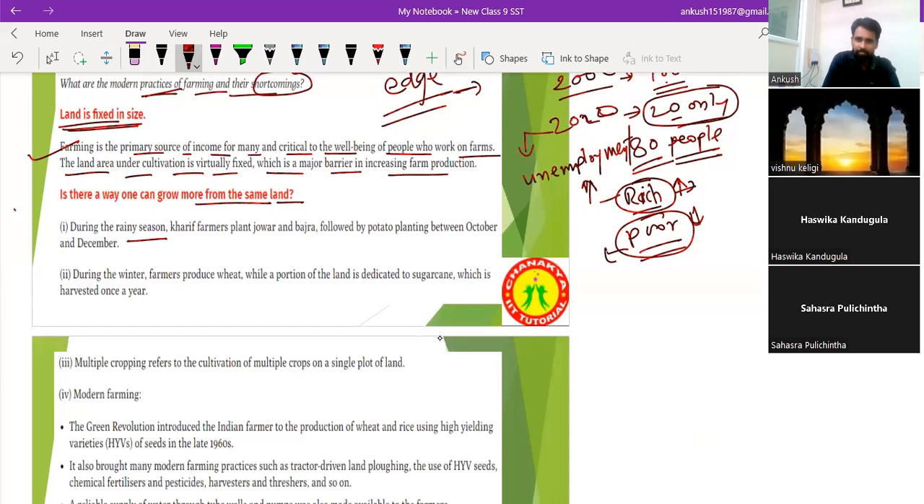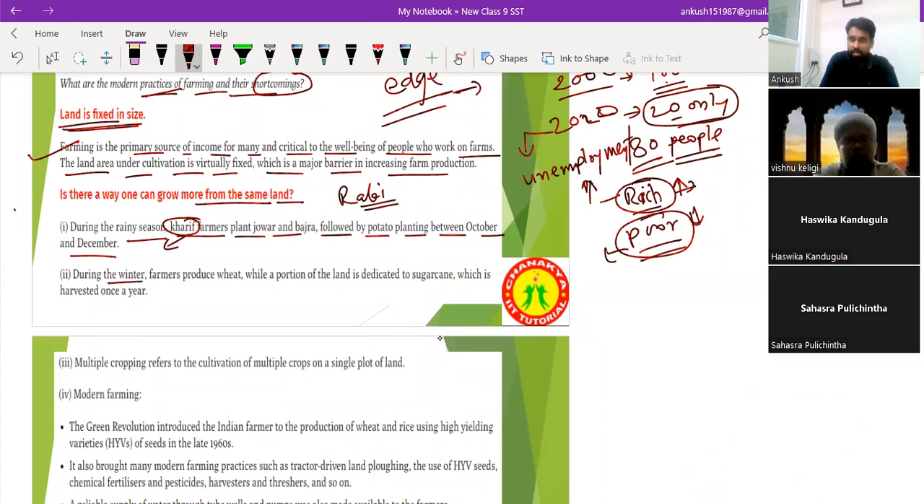During the rainy season, Kharif farmers plant jowar and bajra, followed by potato planting between October and December. What is Kharif farming? It is the farming the farmer does when the rainy season starts. And what is Rabi?